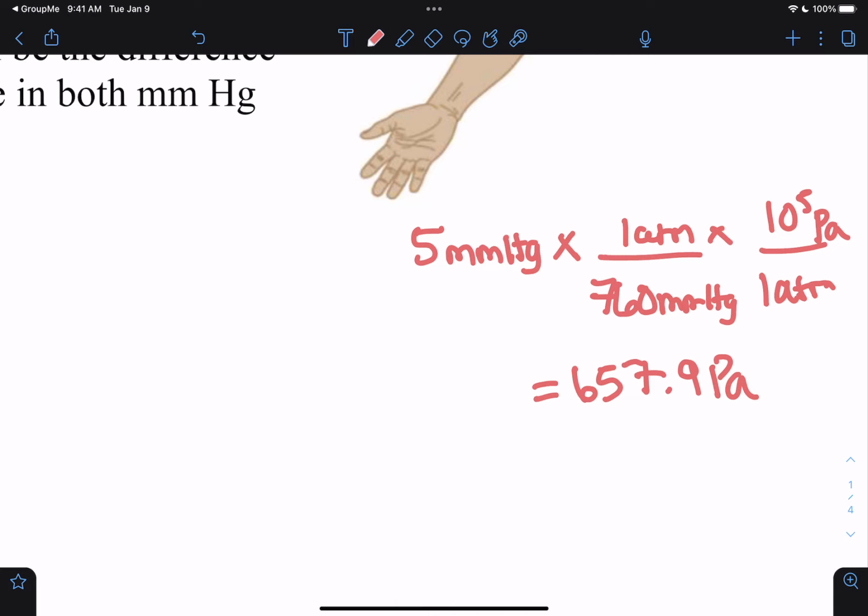I think, let me see here. Let me see if I can calculate that. So if you're saying 1 millimeter of mercury is 133.3 pascals, yeah, if you multiply that, you get 666. Yeah, that answer is quite a bit off in a sense.